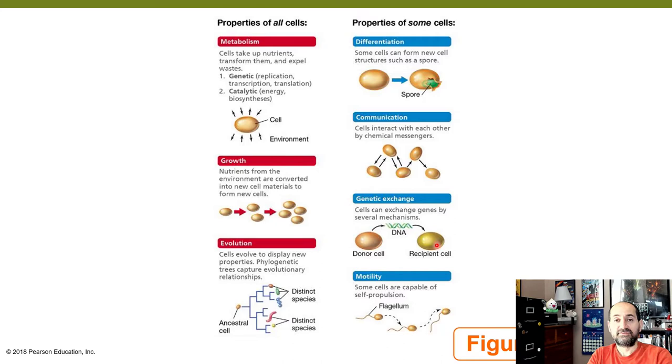Some cells have the ability to undergo what's known as horizontal gene transfer, which means sharing genetic information from one cell to another. It's fascinating stuff we're going to talk about. Some cells are motile. They have a flagellum or some other form of motility that allows them to propel through media. Okay, we touched on this material.